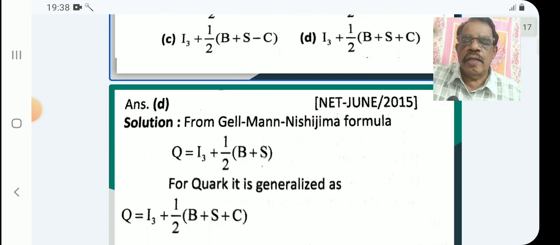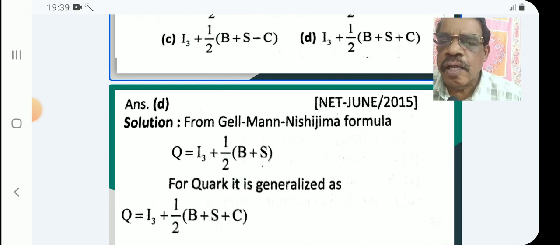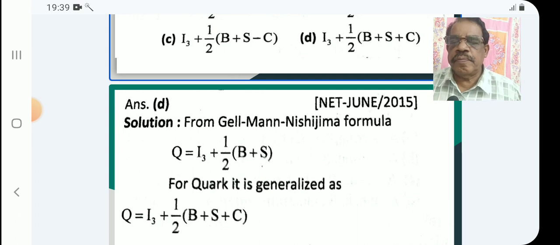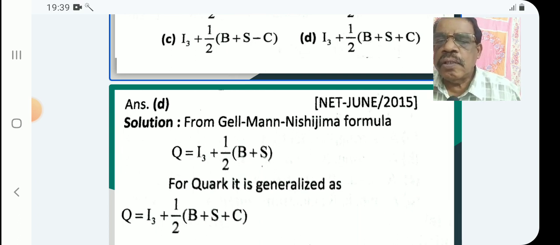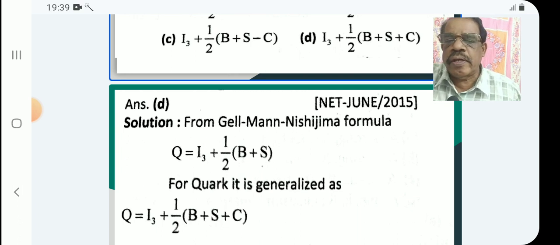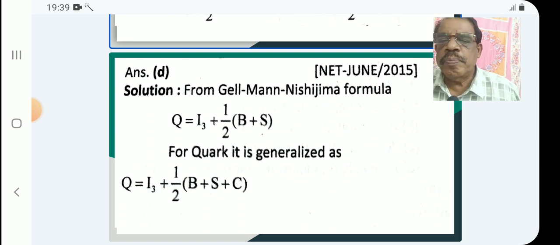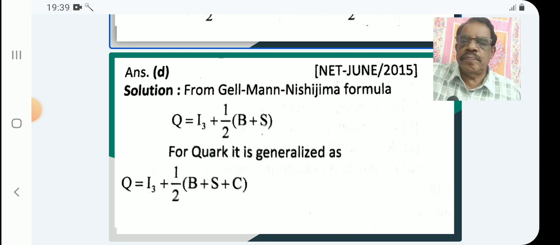You have to remember this, and there is a hint. For that you have to remember the Gell-Mann-Nishijima relation: the charge Q is I3 plus 1/2 (B plus S). When we come to the topic of quarks, this formula is generalized as I3 plus 1/2 (B plus S plus C).